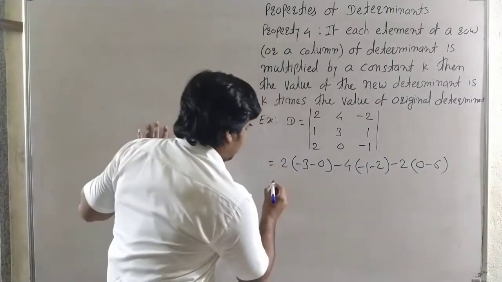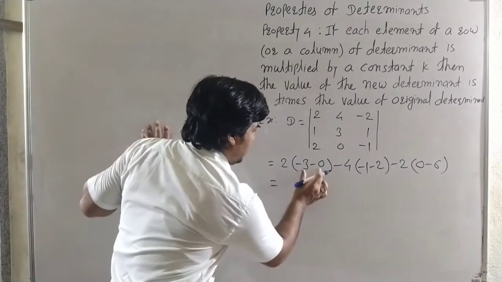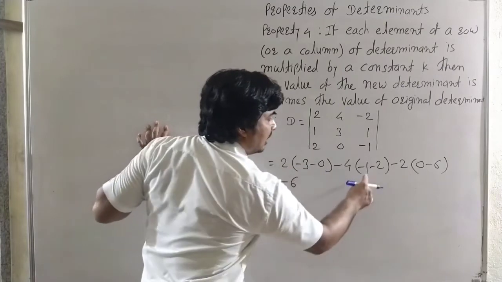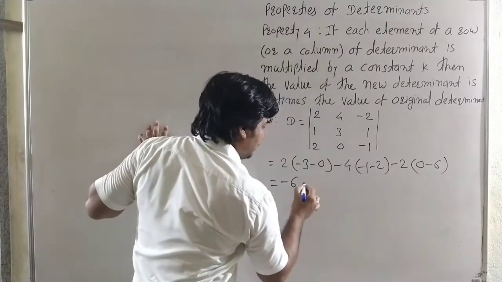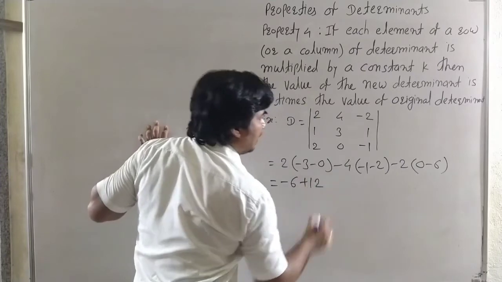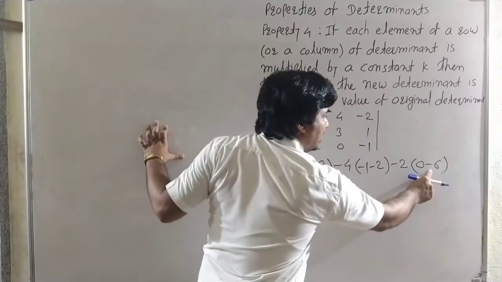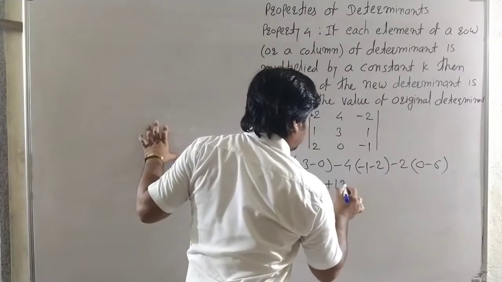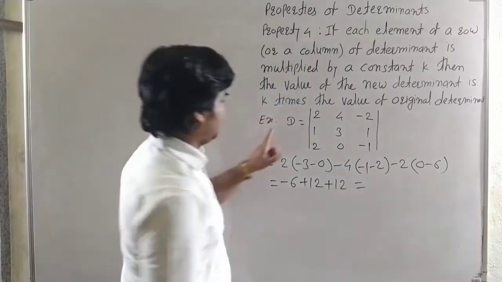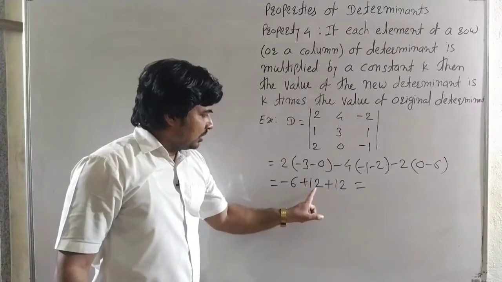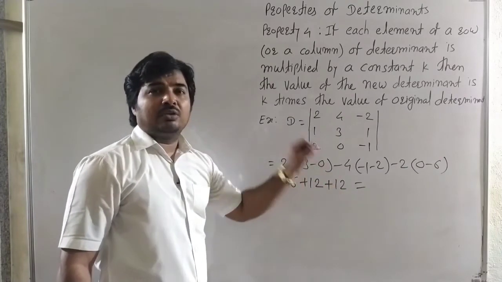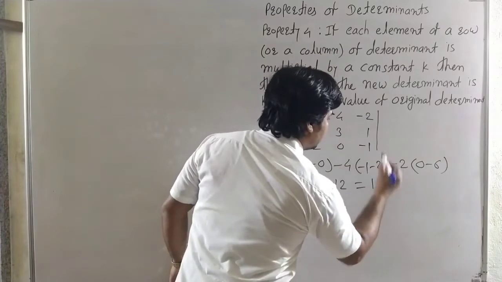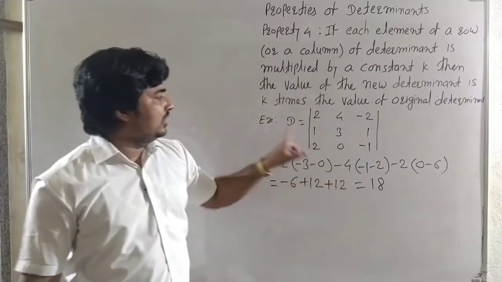Now the value of this determinant: 2 into minus 3 gives minus 6, minus 4 into minus 3 gives plus 12, and minus 2 into minus 6 gives plus 12. So 12 plus 12 is 24, and 24 minus 6 is 18. The value of the original determinant is 18.